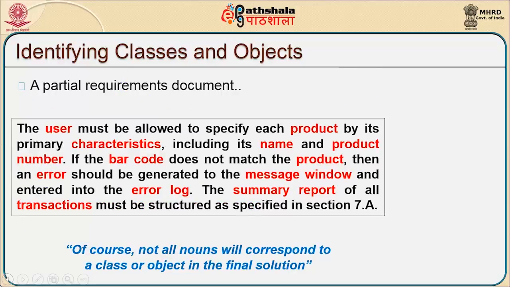Look at this simple requirement, one paragraph taken from the requirements document. The user must be allowed to specify each product by its primary characteristics, including its name and product number. If the barcode does not match the product, then an error should be generated to the message window and entered into the error log. The summary report of the transactions must be structured as specified in a specific section. This is part of the requirements document, and we want to convert it into a very good design by defining the objects. The nouns that are quite distinguished or predominant in this paragraph are highlighted.